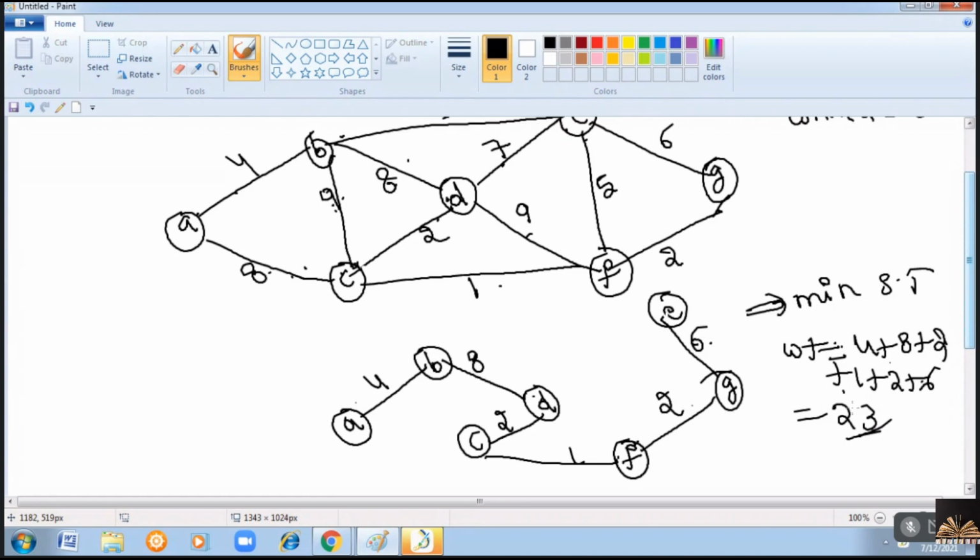So this is the minimum spanning tree obtained by using Prim's algorithm. Is it clear?